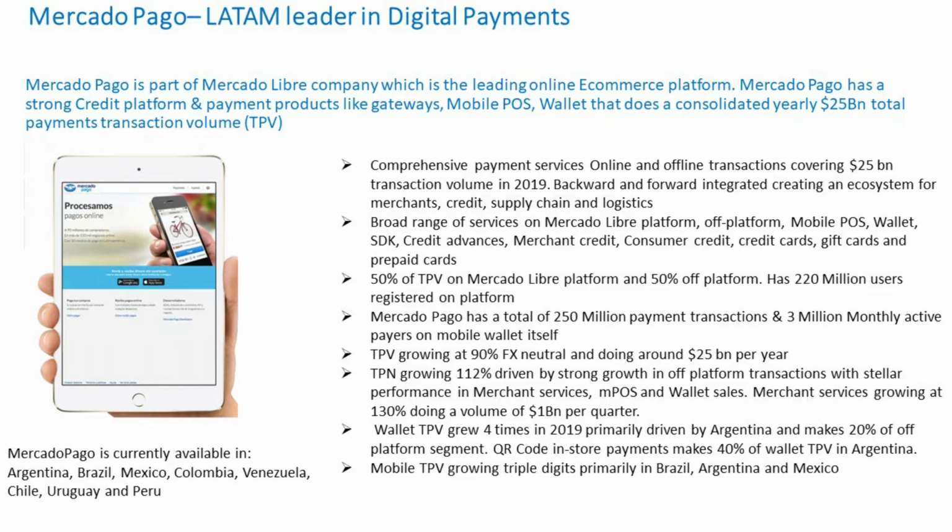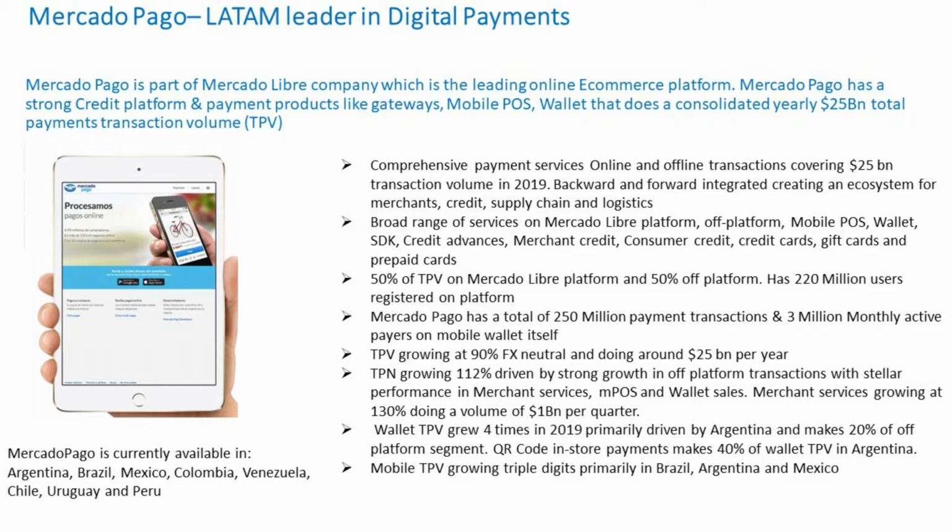Mobile TPV is growing triple digits, primarily in Brazil, Argentina, and Mexico. So mobile payments is the significant driver, with mobile penetration and smartphone penetration in Brazil, Argentina, Mexico, Chile, Colombia, and many other countries there. The mobile TPV is growing very rapidly, and digital volumes are very high compared to the physical volumes, like in any other emerging market. Mercado Pago is currently available in Argentina, Brazil, Mexico. These are the 3 major countries where they're doing significant business, and also in Colombia, Venezuela, Chile, Uruguay, and Peru.